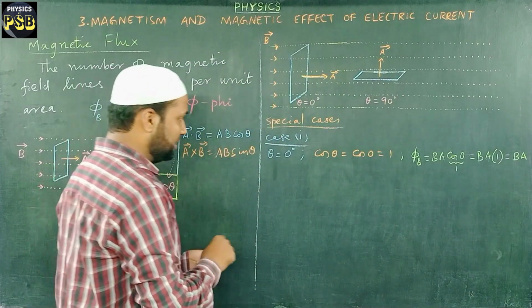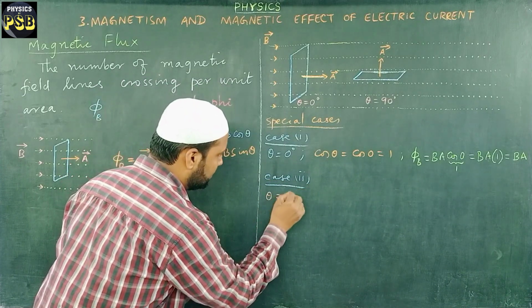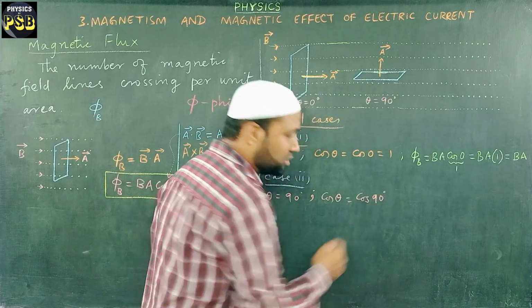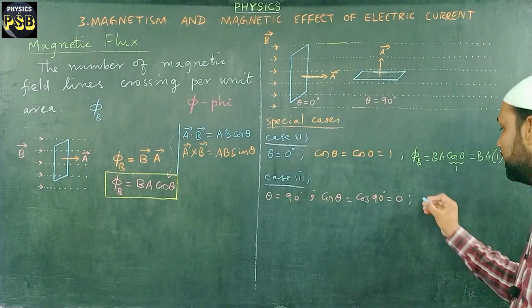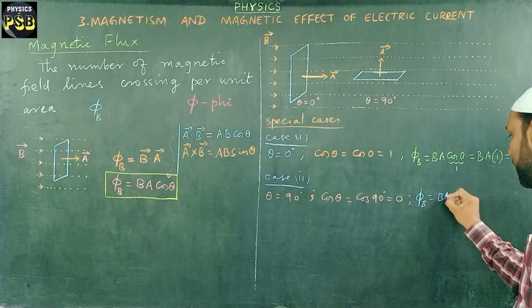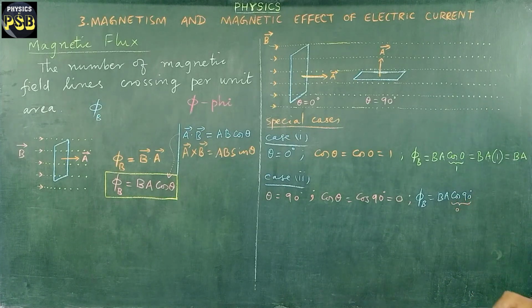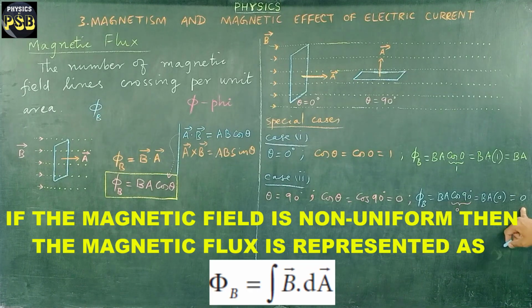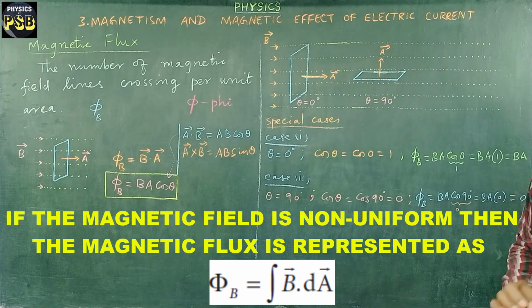I take this one as case 2. In case 2, theta is taken as 90 degrees. So, cos of theta is cos of 90 degrees, and cos of 90 degrees is nothing but 0. That I am going to mention here in this equation. So phi B equals BA cos of 90 degrees. Okay. The cos of 90 degrees is 0. So what do I get? BA multiplied by 0. What do you obtain? 0. Here, phi B is the minimum, or 0, when the surface is kept parallel to the magnetic field. Right?